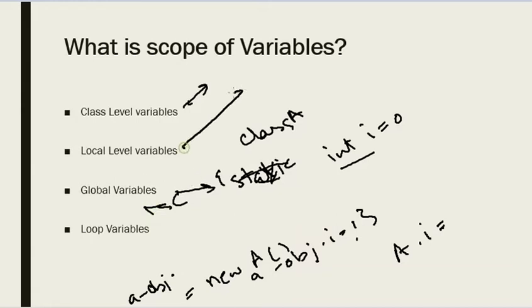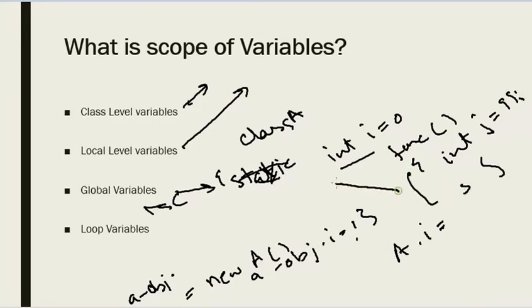A local level variable is a variable which is defined within a function of a class. Let's say it's a function. Here a variable is defined: int j = 99. Then this j has scope only within this function, and outside of this function it's not known. So this is called a local level variable.